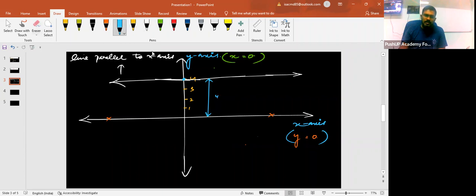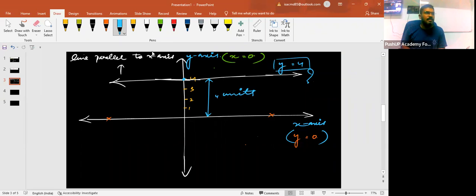Now I'll ask you one more question. What would be the equation of this white colored line? You know the equation of the x-axis is what? Y is equal to 0. Isn't it? The equation of the y-axis is what? X is equal to 0. Now, if my question is, what would be the equation of that white colored line, which is at a distance of 4 units from the x-axis? Y is equal to 4, right? Y is equal to 4.